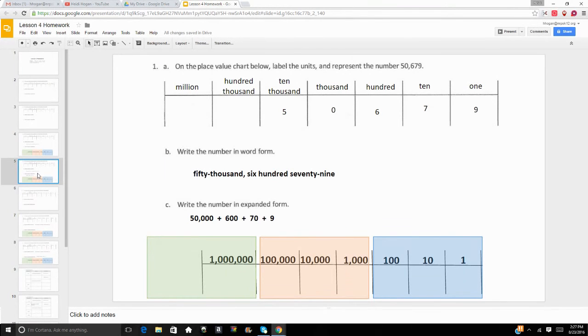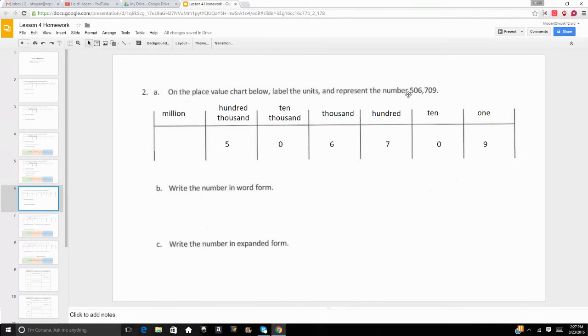And then we put it in expanded form. Well, we have 5 10,000s or 50,000. We don't have any thousands. We don't have to put that. We have 6 hundreds, 600, 7 tens or 70, and 9 ones, which is 9. So 50,679.